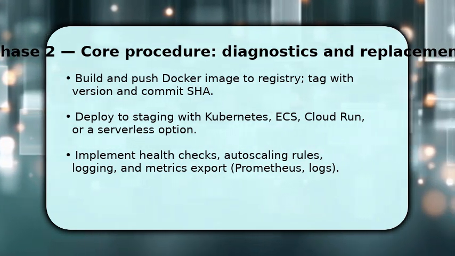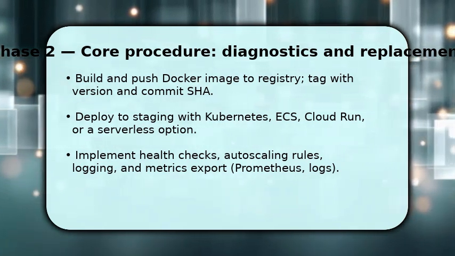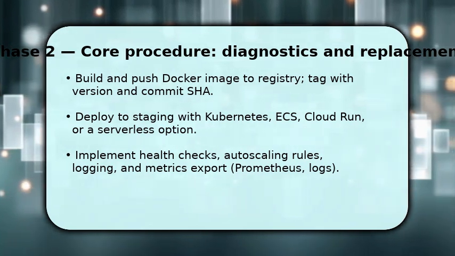Make sure auto-scaling rules match expected load and wire up logs and metrics to Prometheus or a logging service. This gives you observability and safe capacity before hitting production.